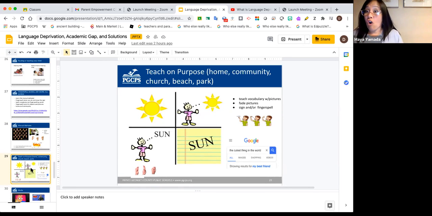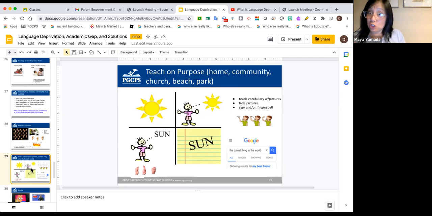So if we were at the store and we were going to Target, I would point to the name of the store. Look, that's Target. And I would say it and I would sign it. And if she said it back, okay, I'm fine, because I know she was accessing it through her listening and through the use of her auditory skills.